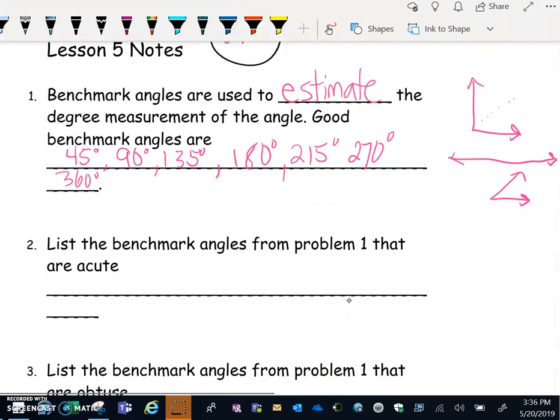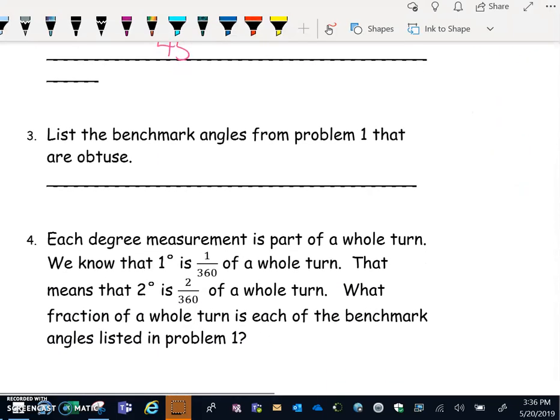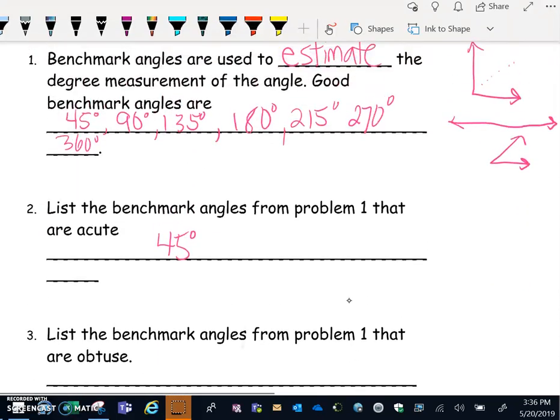Now, looking in problem 1, which of these are acute? The only one that's acute is 45 degrees. Then we're going to list benchmark angles from problem number 1 that are obtuse. Remember, obtuse means greater than 90. So 135 degrees is greater than 90.